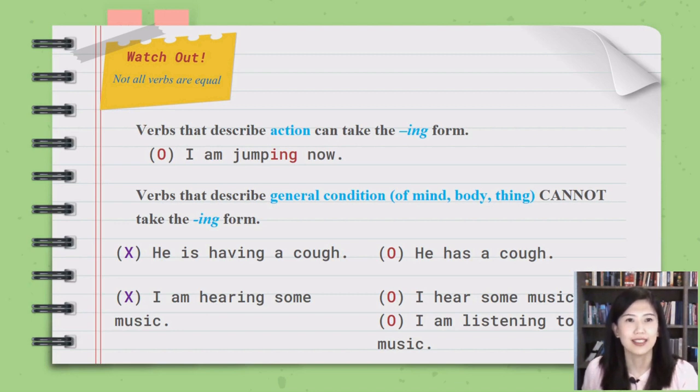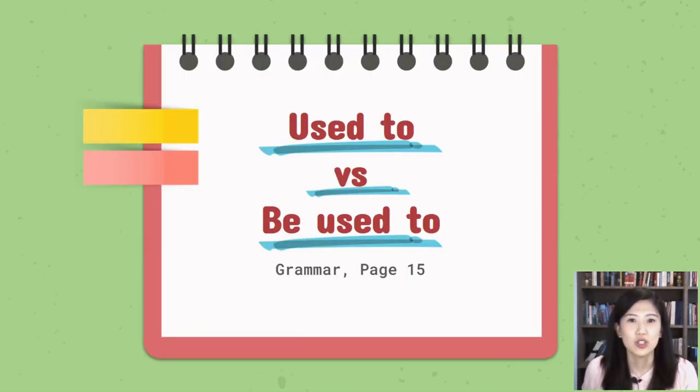Next, let's move on to used to and be used to of page 15 of grammar. These 2 phrases look very similar, but the basic idea is this. They are similar only by accident. In terms of meaning, they have not much in common at all. They just happen to look similar.